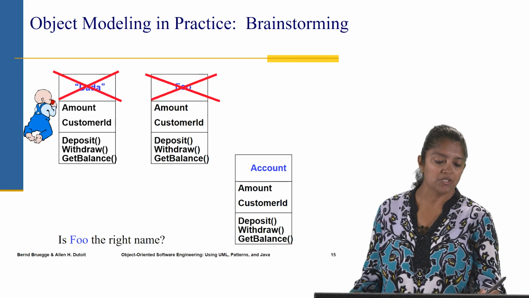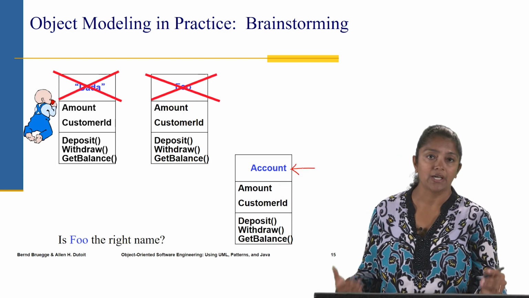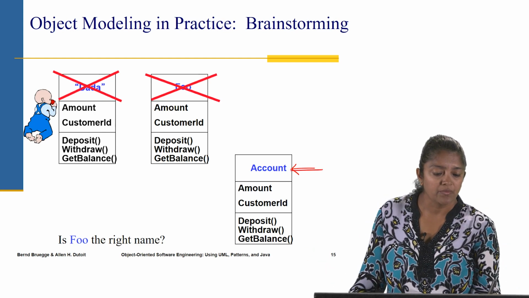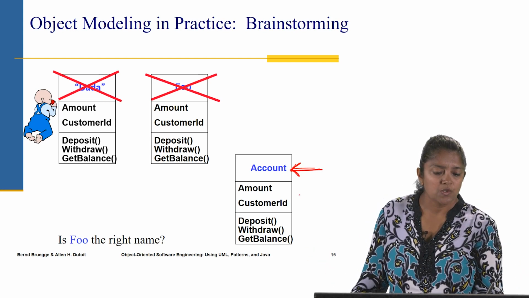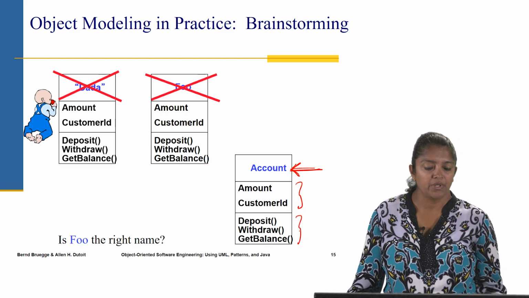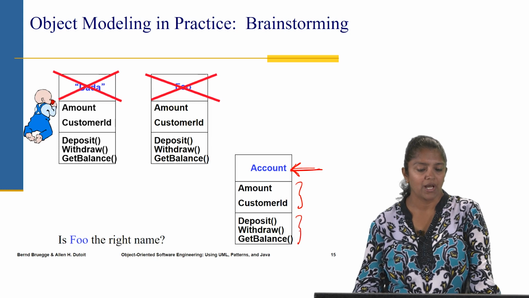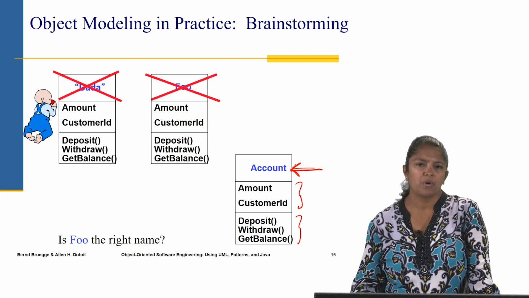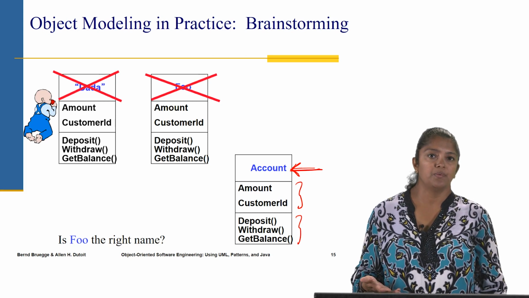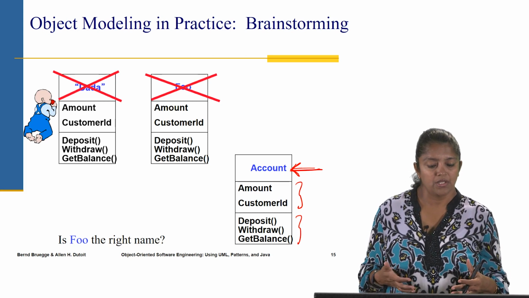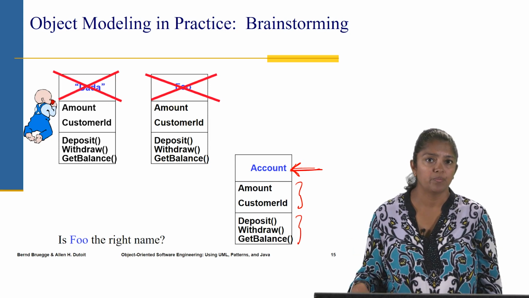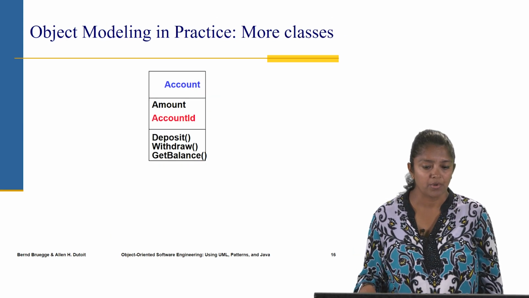Say we come up with this class called account. Say it's a banking application, and we're dealing with different kinds of bank accounts. So we come up with this class called account. So far we have two attributes, amount and customer ID, and then operations: deposit, withdraw and get balance. Now we also need to think about whether we have the correct attribute names. Do they represent the attributes correctly? Are the operation names correct, and do they represent the operation correctly? That's also a part of that brainstorming process.